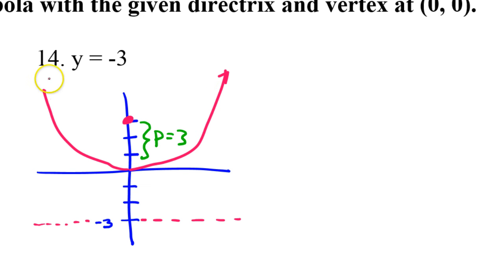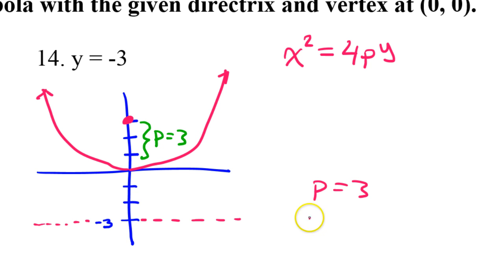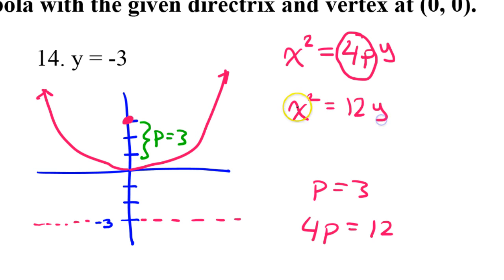Because this is an upward facing parabola, it's vertical, that tells us that we're dealing with x squared. X squared is equal to 4p times y. But now we know that p is equal to 3. That means 4p is equal to 12. I'm just multiplying both sides by 4. So that's what I'm going to put right here. So x squared is equal to 12y.